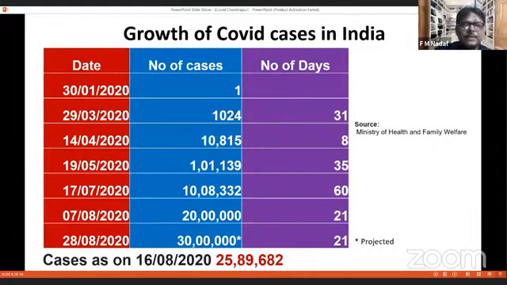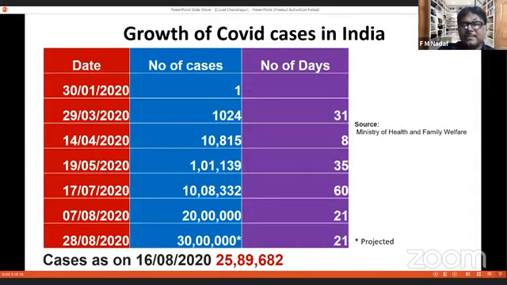This is what is happening in our country. As I said earlier, the first case was detected on 30th January 2020. So we had 1 case. Then after 31 days, we had 1,000 cases. Then in another 8 days, we had 10,000 cases. In the next 35 days, we had 1 lakh cases. In the next 60 days, we had 10 lakh cases.